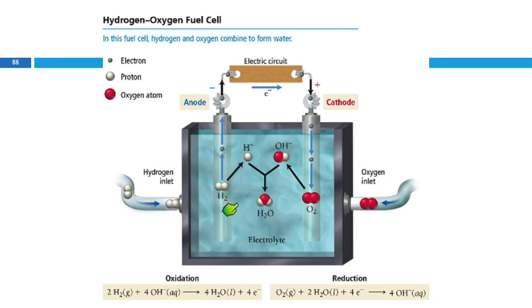So the hydrogen ions are formed over here. Hydroxide ions are formed over here. This is an electrolyte, basically an aqueous solution. And so they're free to move, and they'll combine with each other to make water. Yeah.